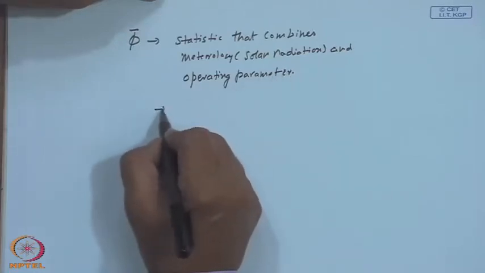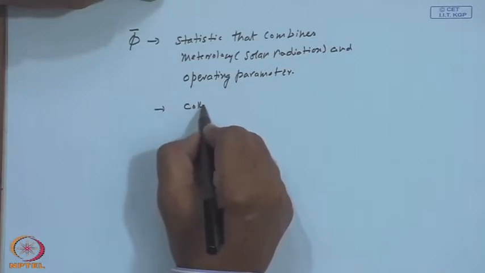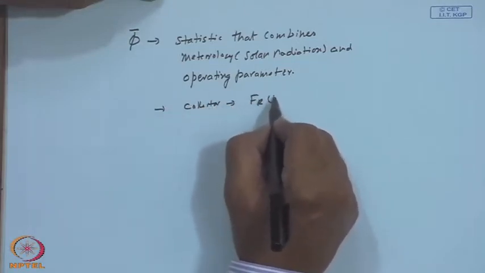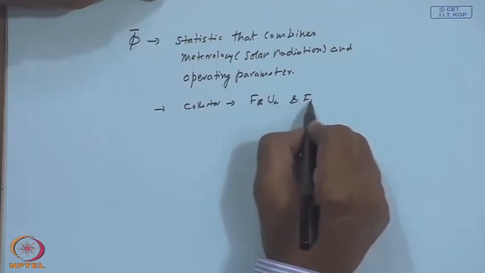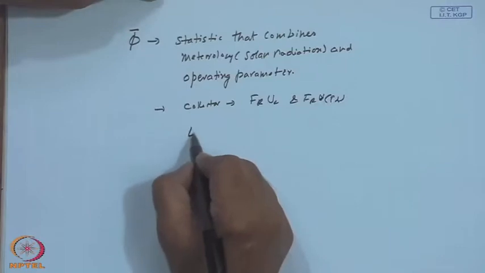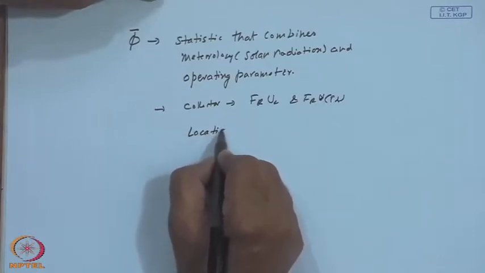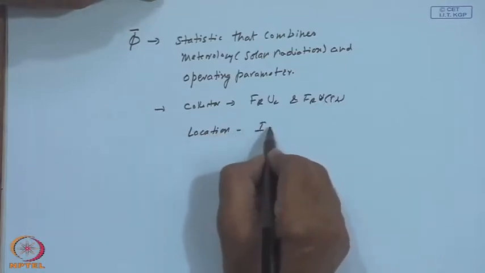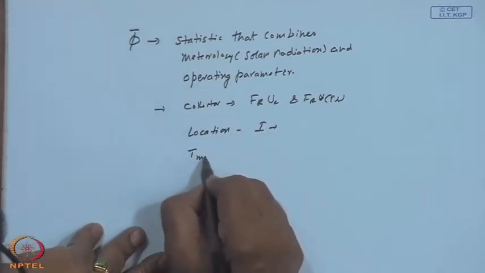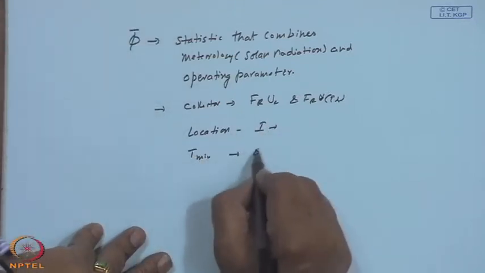So, this takes care of your collector through F_R U_L and F_R tau alpha, location, because my I_T is location dependent, and T minimum is an operating parameter.